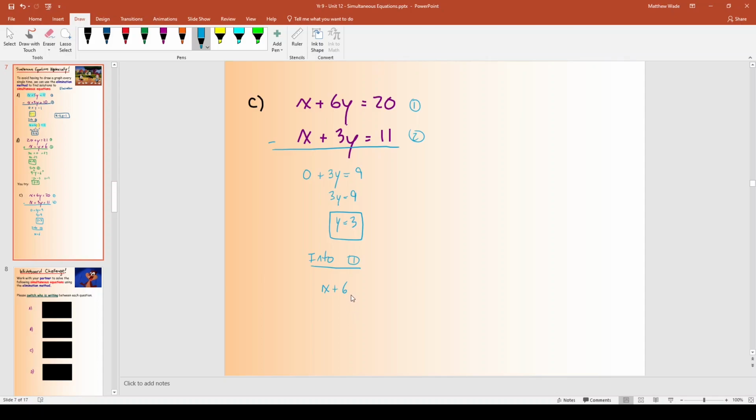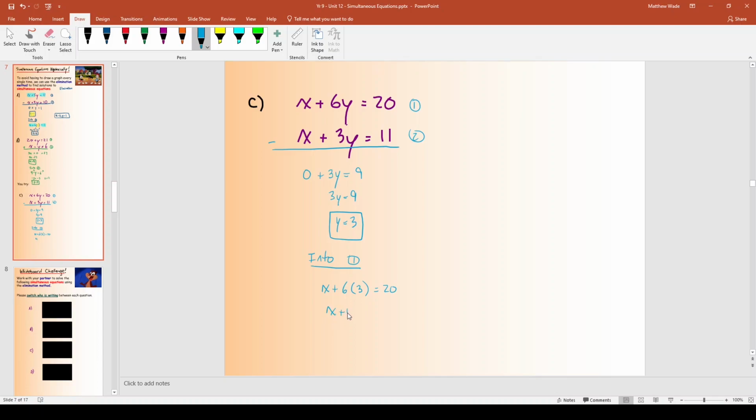Now instead of writing y, I'm going to write a bracket. I'm going to put a 3 in it. Cool? Equals 20. Please don't just write down 18, because that is what it will equal. And please don't write 6 times 3, because you might not be making it clear that you're making a substitution. So that's why you want to use these brackets like that. It makes it look amazing.